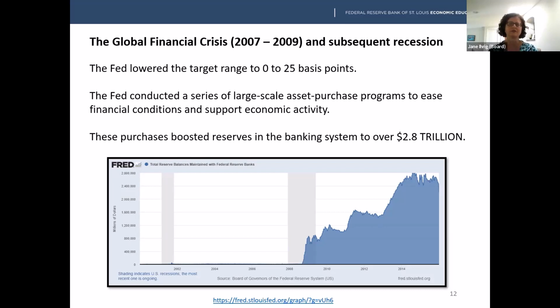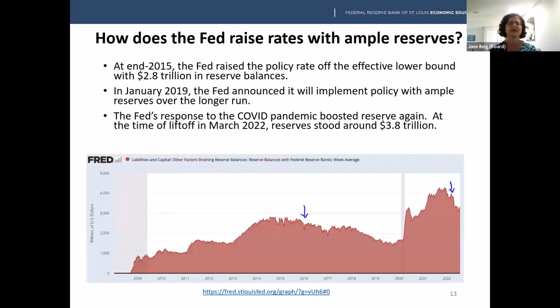So the amount of reserves in the banking system went from a limited amount to what at the time some people called a super abundant amount. On the next slide, you'll actually see that the large amount of reserves in the banking system wasn't just because when the global financial crisis hit, but more recently with COVID as well.